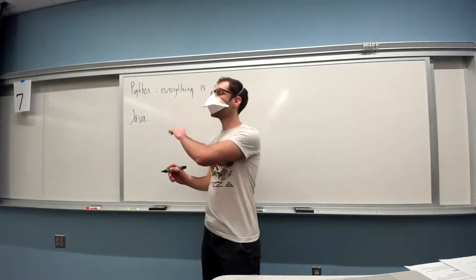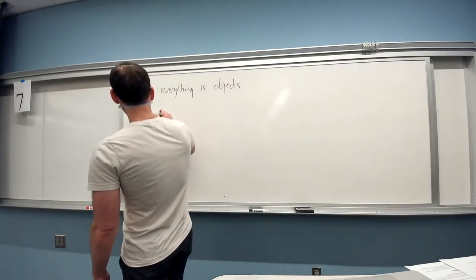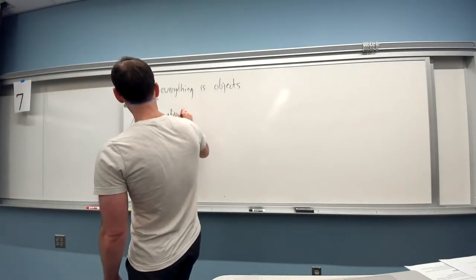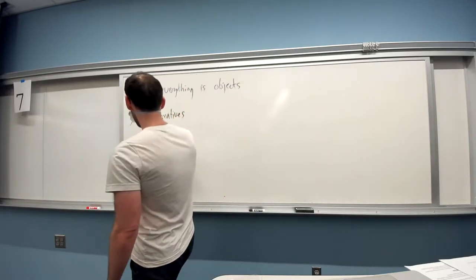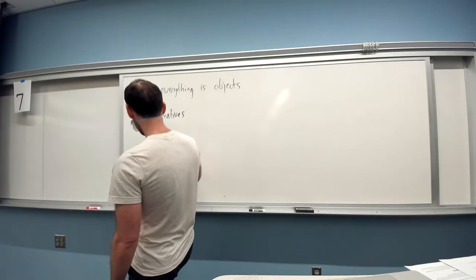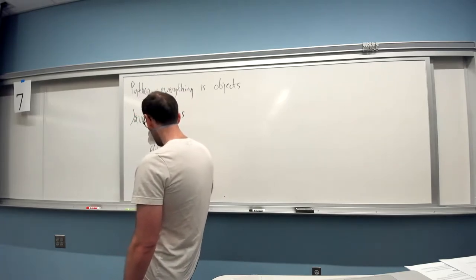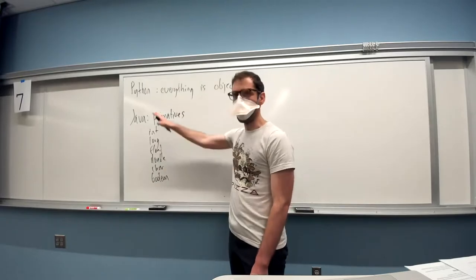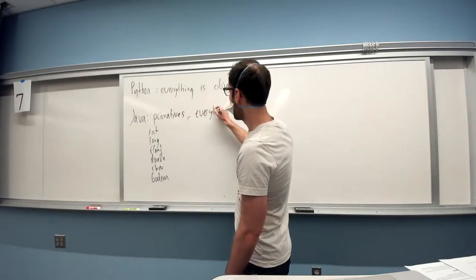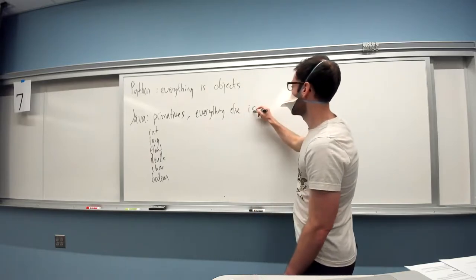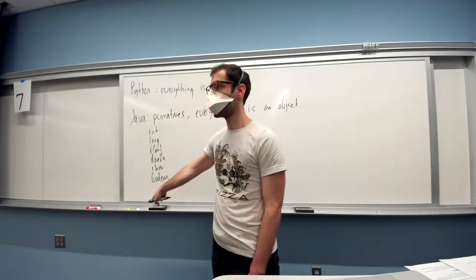In Java, there is a distinction. Some things are objects, some things are not. And we have primitives, which are a certain set of things: int, long, float, double, char for a single character, and boolean. And they all start with lowercase. These are the primitive types. Everything else is an object. Anything that's not one of these primitive types.